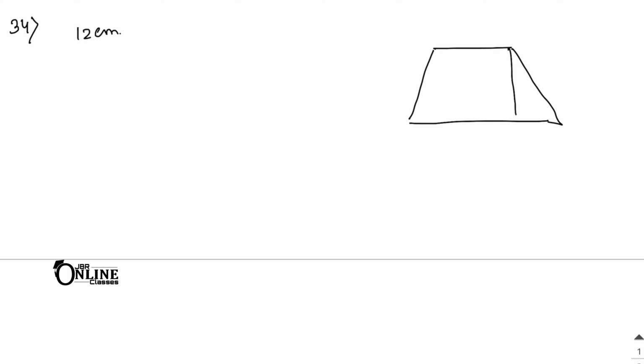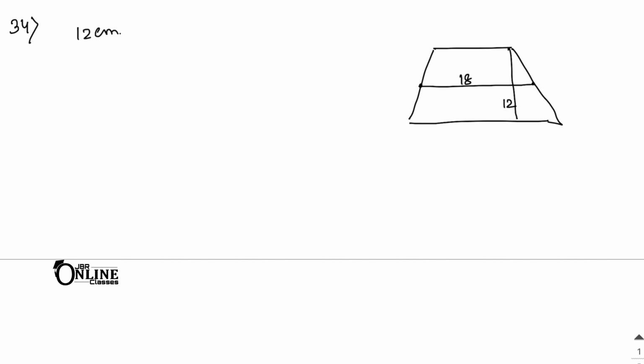Now next one, sum number 34. In sum number 34, the distance between the parallel sides of a trapezium is 12 centimeter. That means the height. And the distance between the midpoints of the other sides is 18 centimeter. So suppose this one is a trapezium. So here the distance is 12 centimeter, and the midpoints. If this one is a midpoint and this one the other midpoint, if you join them, that will be 18. Find the area of the trapezium.